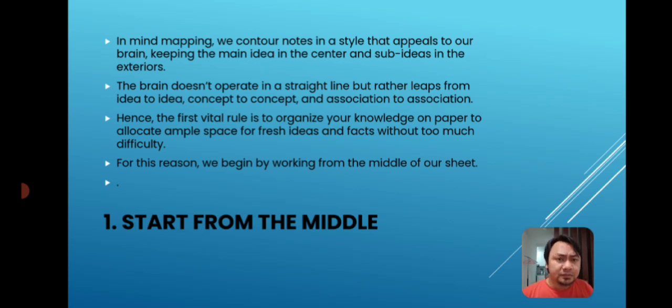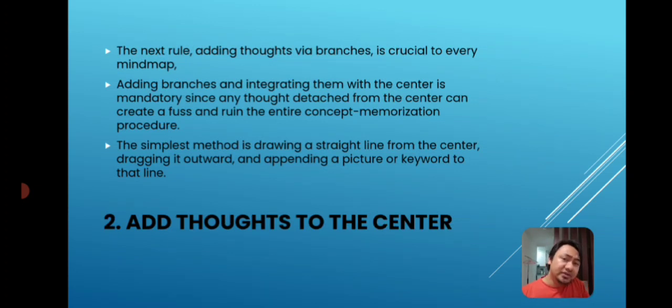The first vital rule is to organize your knowledge on paper to allocate ample space to fresh ideas and facts without too much difficulty. That is the main reason why we start doing the mind map in the middle. When we put the title or the topic in the middle, we have a lot of space around that particular topic to expand it and get more information on it. And then we add thoughts to the center.